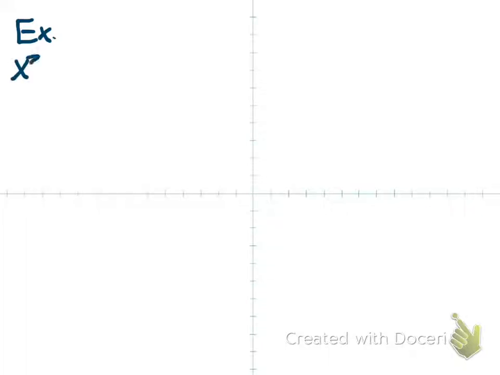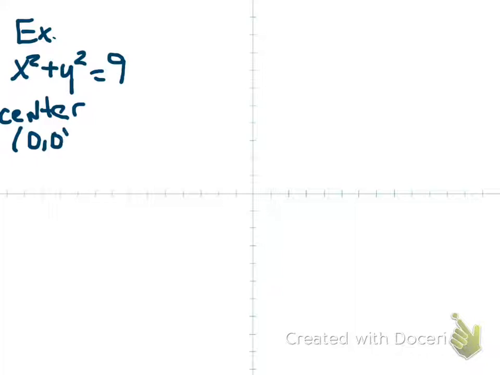Okay, so let's look at an example here. And we've got x squared plus y squared equals 9. Okay, first obviously identify the center. We're going to start with this one with graphing. So let's look at the equation. We want to identify the center. Since I'm not subtracting anything from the x and y, I'm going to say the center is at 0, 0. Take the radius. Take the square root of that number. So the square root of 9 is 3.